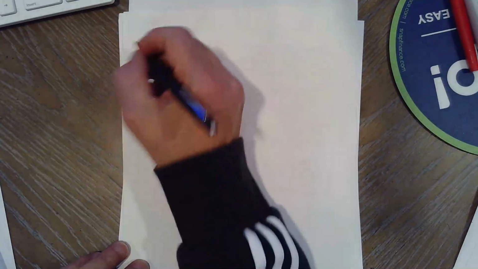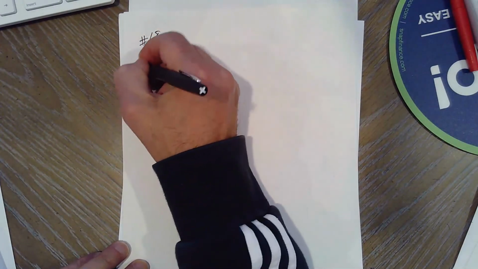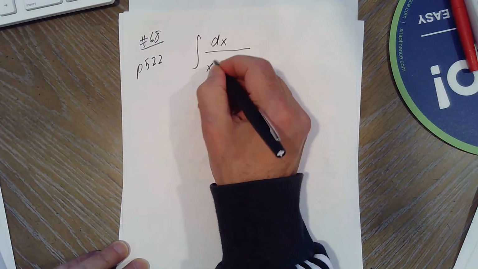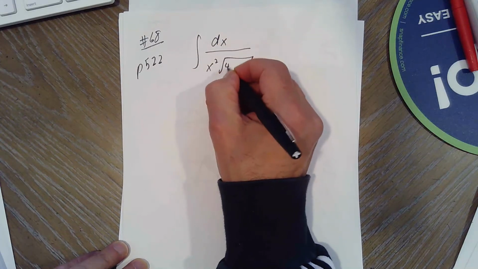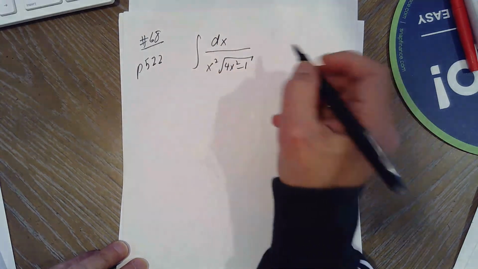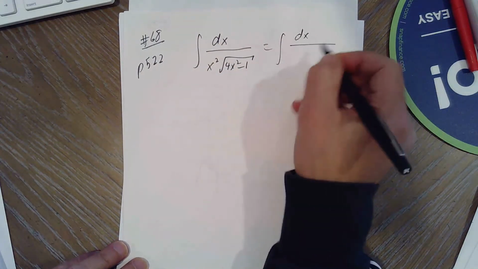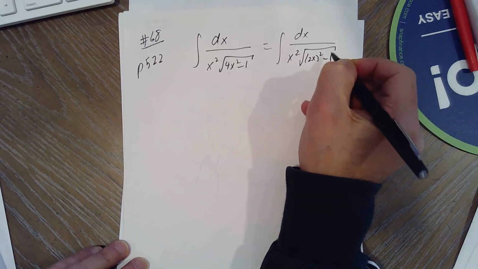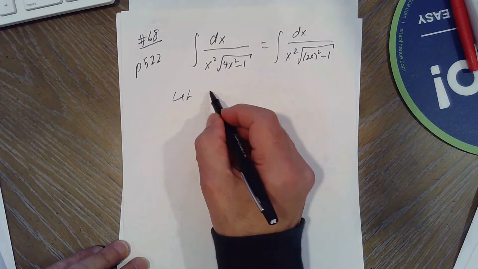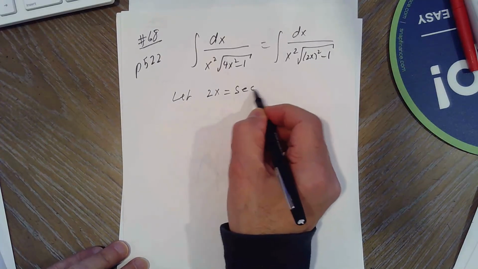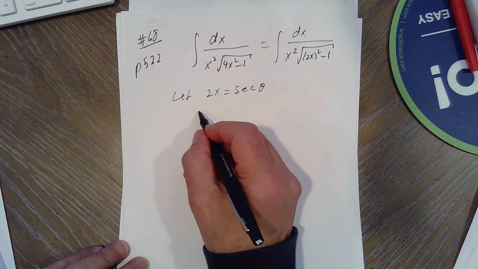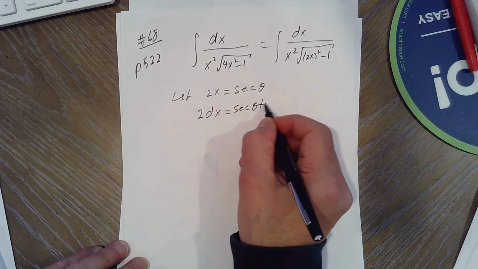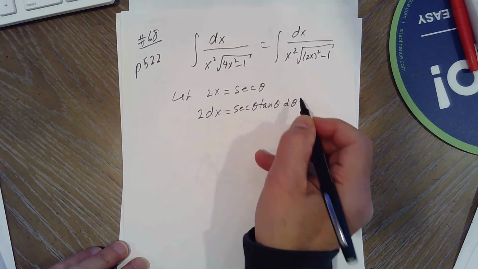So number 68, page 522, the integral of dx over x squared times the square root of 4x squared minus 1. So this is going to be trig substitution. That's 2x squared minus 1. So we let 2x equal secant theta. That means 2dx equals secant theta tangent theta d theta.